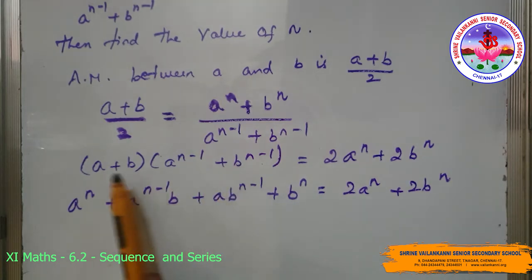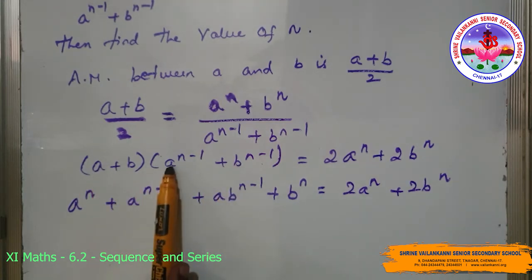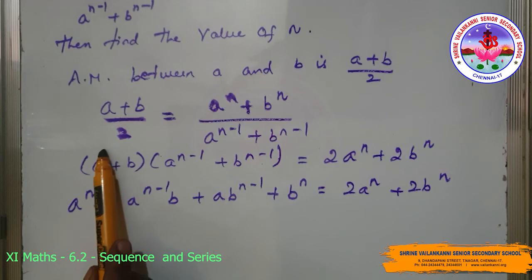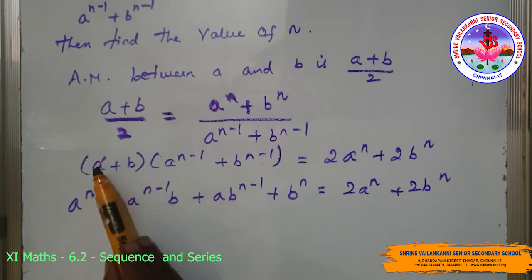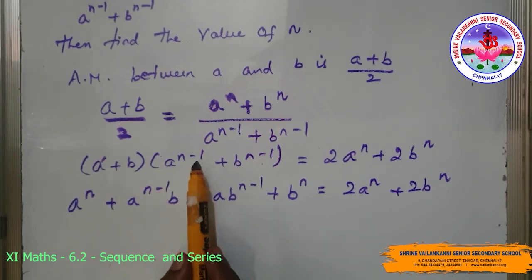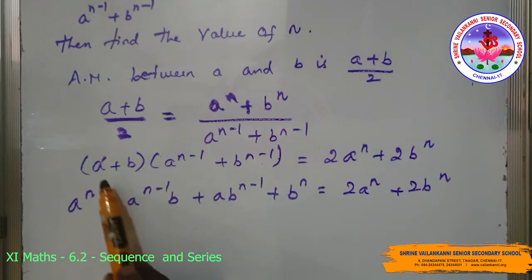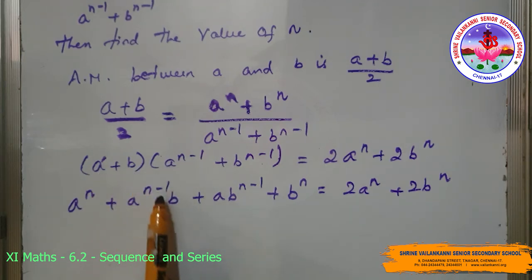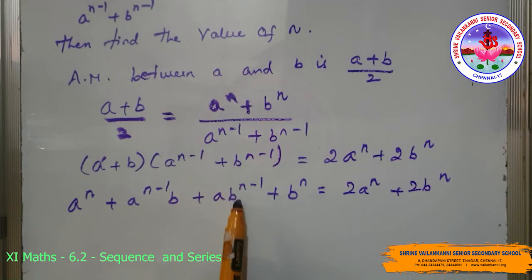So simplifying this, multiplying a into a^(n minus 1), this is a^1 and a^(n minus 1), so we get a^n, plus a^(n minus 1) into b, plus a b^(n minus 1), plus b into b^(n minus 1), which is b^n, which is equal to 2 into a^n plus 2 into b^n.